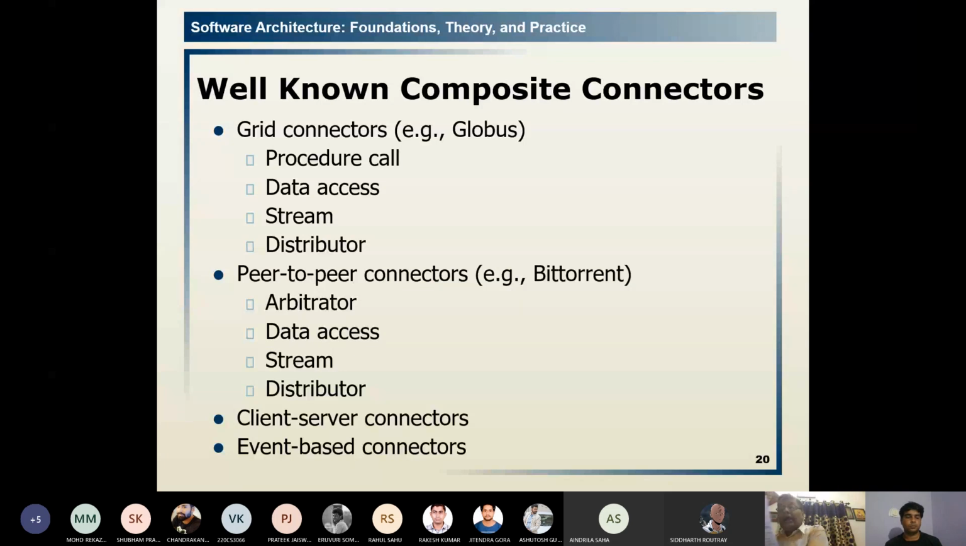Anyway, for client server, how does interaction take place? Shivam Dalmia. Shivam Dalmia, are you present?